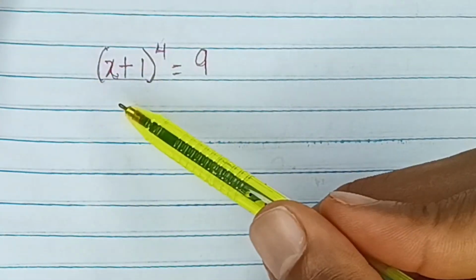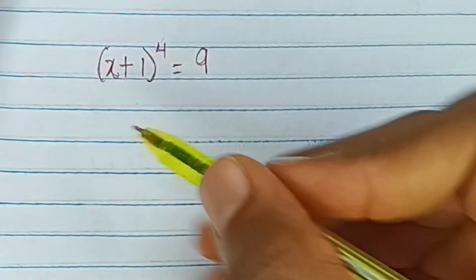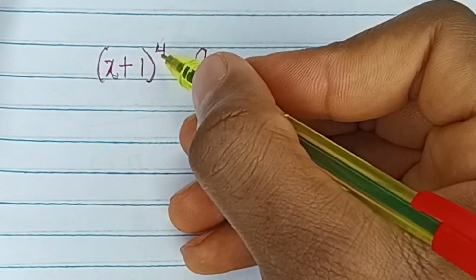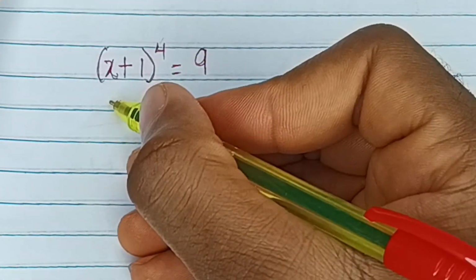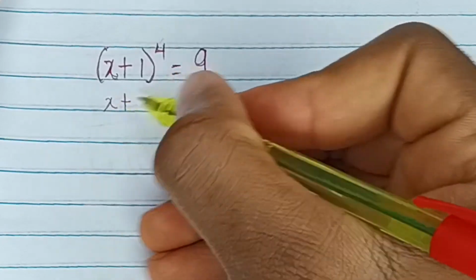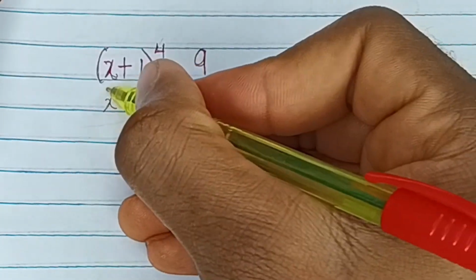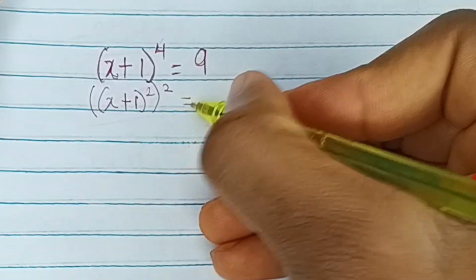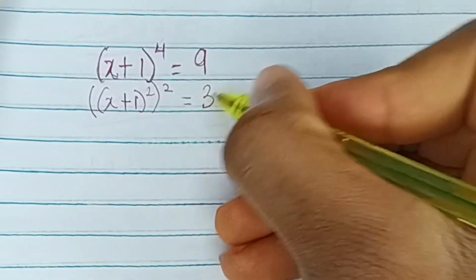Alright guys, let's solve this question quickly. Now, looking at this question, you're seeing that 4 can be written in the form of (x + 1) raised to the power 2, and this is equal to 9, which can be written as 3 raised to the power 2.